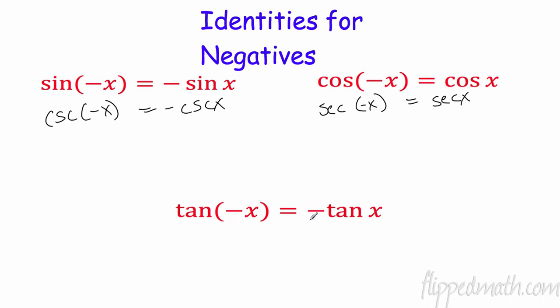Tangent of negative x is a lot like sine. It's going to come out as a negative. And think about it, sine over cosine, this has to work, right? Because sine comes out negative, cosine comes out positive. Negative and positive is going to make it negative, and that's what tangent is. So this also will work with cotangent: cotangent of negative x is going to be negative cotangent x. These are things you just need to learn, have it in your memory.